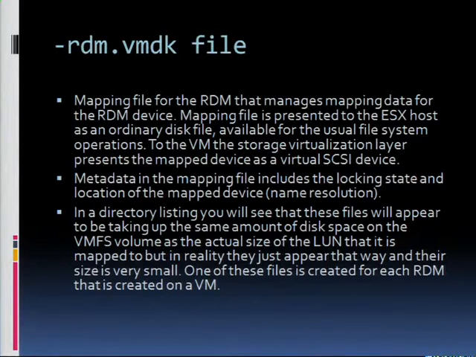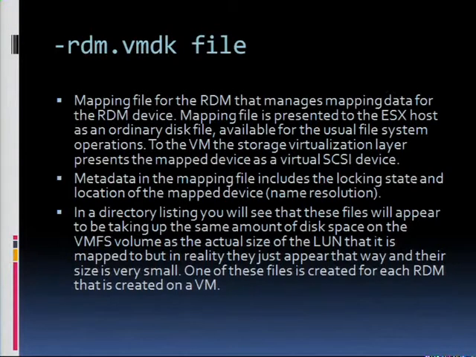A mapping file is presented to the ESX host as an ordinary disk file available for the usual file system operations. To the VM, the storage virtualization layer presents the mapped device as a virtual SCSI device. So the VM basically has its own disk that's dedicated to it that it can control and use.